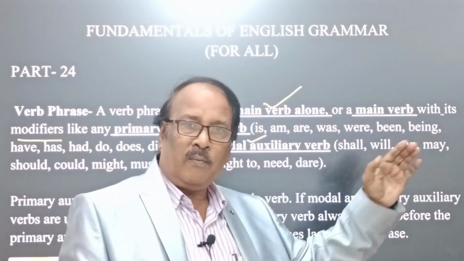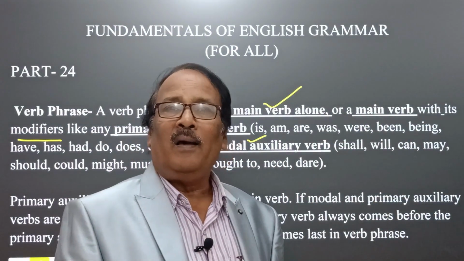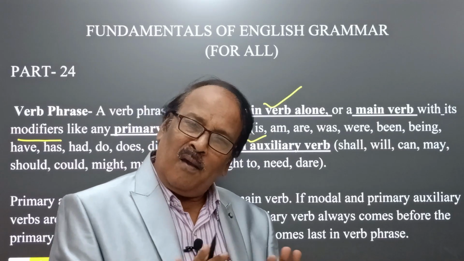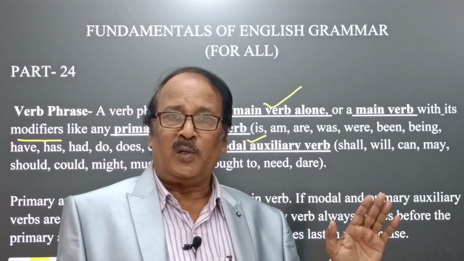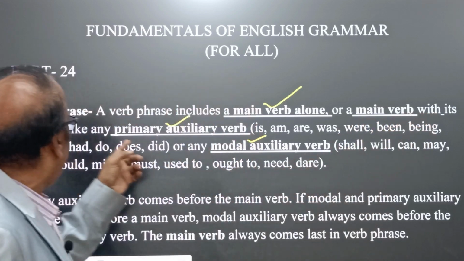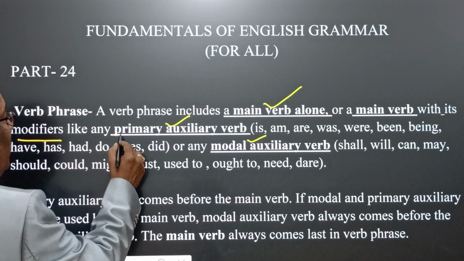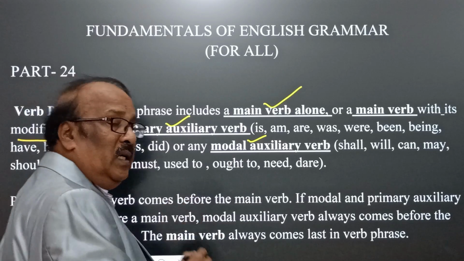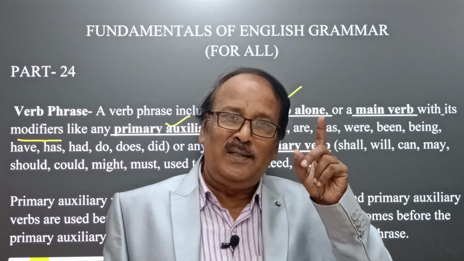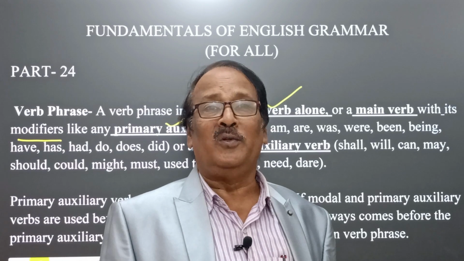Next, a main verb. In other words, a principal verb or independent verb or lexical verb or full verb. Everything gives the same meaning. Here we find the main verb with its modifiers. Which are the modifiers? Primary auxiliary verbs. As you know, there are two kinds of auxiliaries: one is the primary auxiliary verb and the second is the modal auxiliary verb.